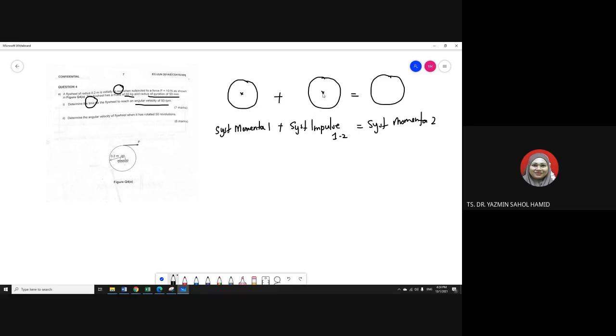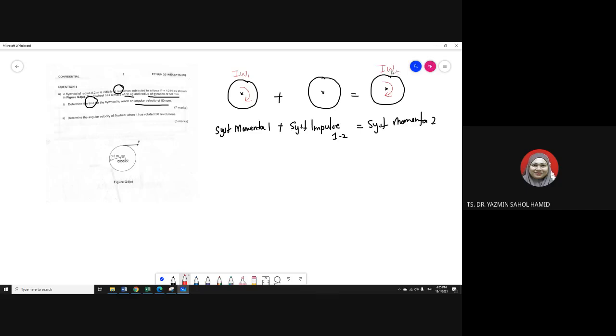Now we have drawn the circle. Let's draw the center of the circle, a dot. For this question, a flywheel of radius 0.2 meter, initially at rest, is subjected to a force P. So there is a force P causing it to rotate. When it rotates, what we will have is I omega. So this is I omega 1, and for system momentum 2 we will have the same, I omega 2.